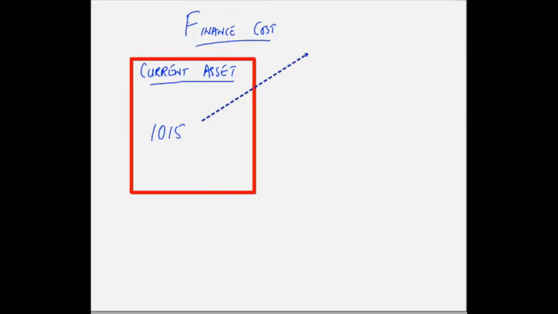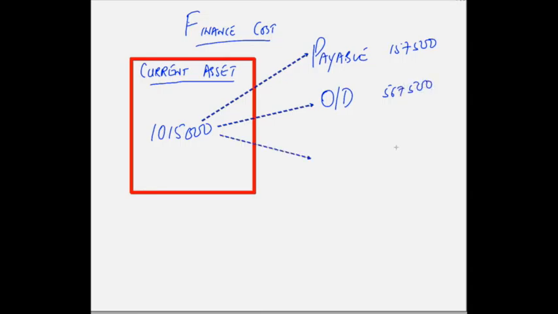Payables. How much payable have you got? 157,500. Because your suppliers have agreed to 1 month credit. So the maximum size of trade credit available is only 157,500, and part of this current asset is financed through overdraft. How much overdraft available? 567,500. The balance is how much? That is your net working capital, right?